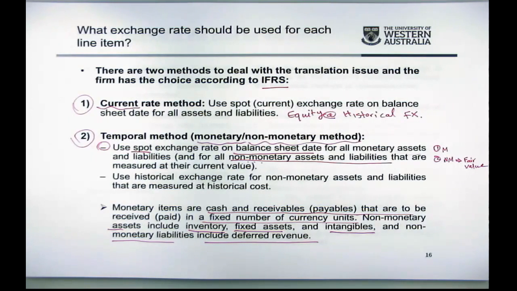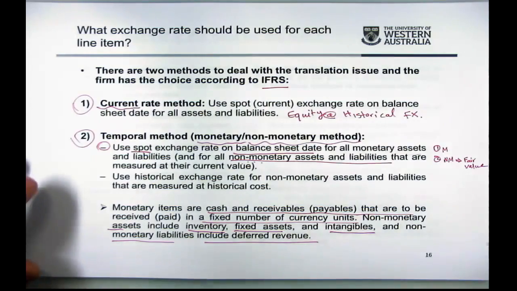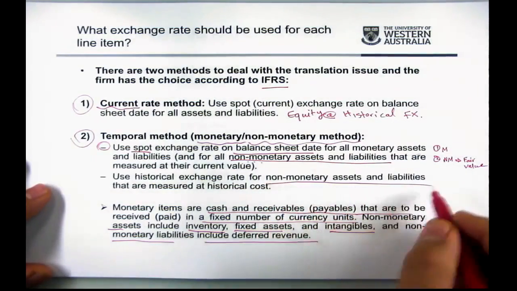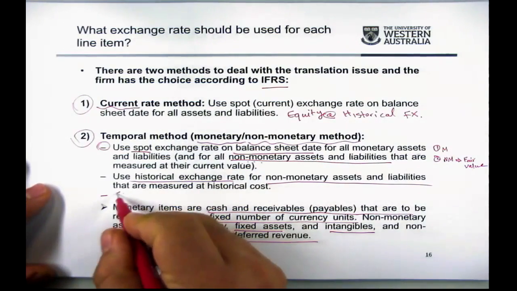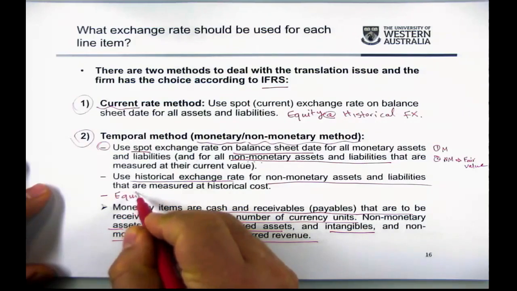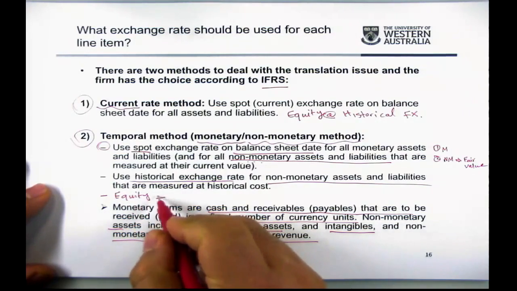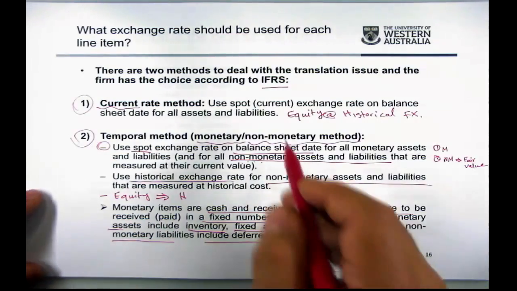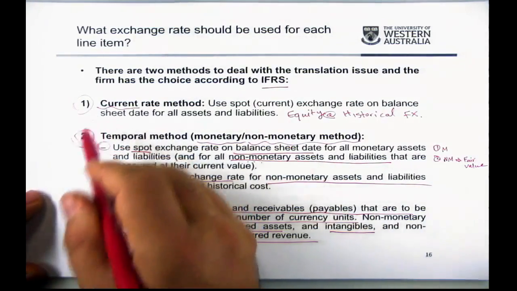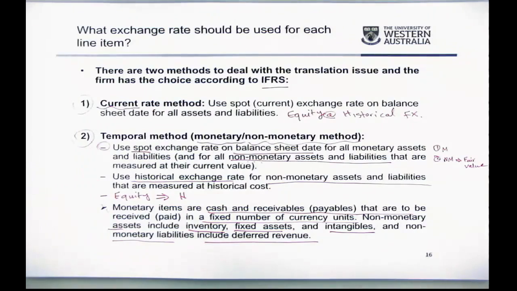Make sense? Okay. And for the non-monetary assets and liabilities, we use the historical exchange rate. Equity is also at historical. Equity, we translate it using the historical exchange rate. So as you can see, in both methods, method 1 and 2, in all cases, equity is to be translated at the historical exchange rate. Okay?